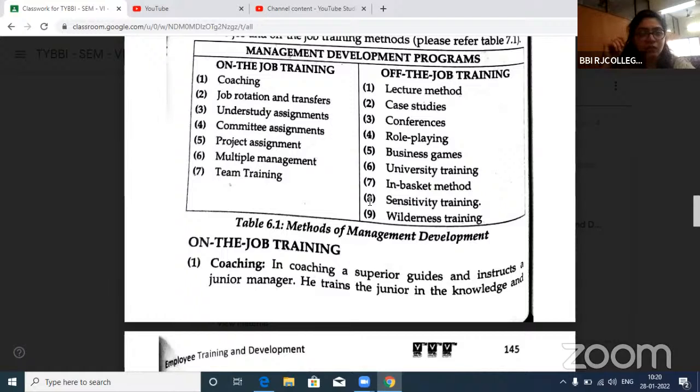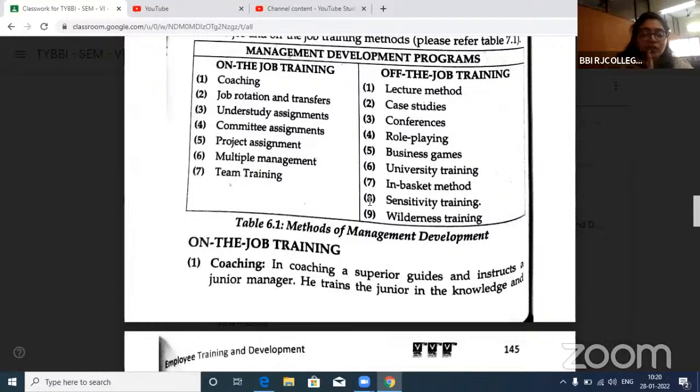Next, suppose you are handling an audit team. Training will be given to all the auditors as to how to audit, what to see, how to check errors and frauds, how to come to know whether they exist in financial statements or not. So these are on the job training. On the job means while doing the job, and off the job means after the job, not while doing the job. So the first one is the lecture method.